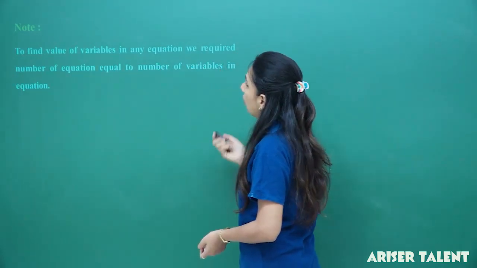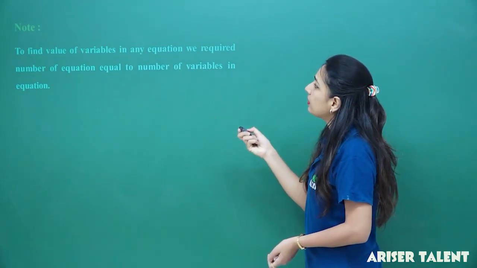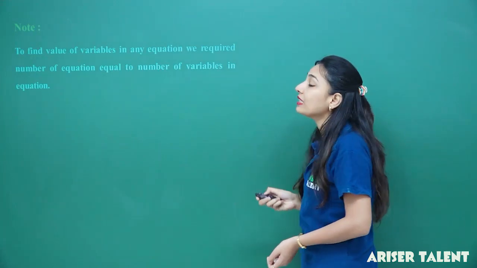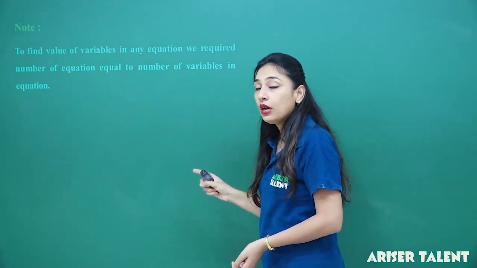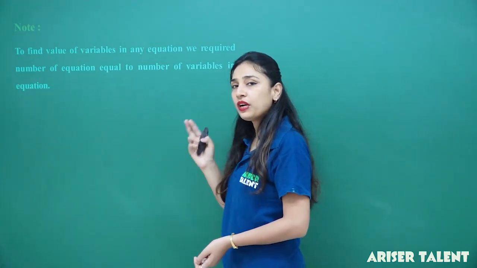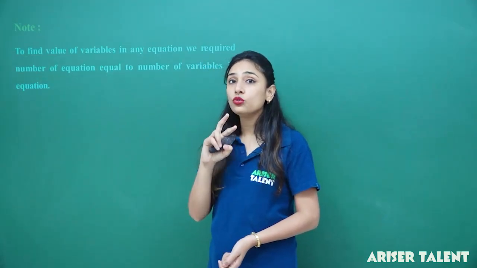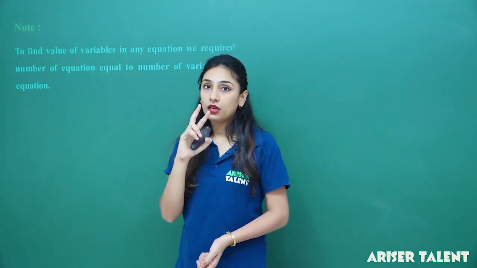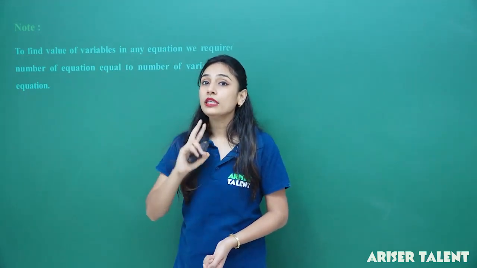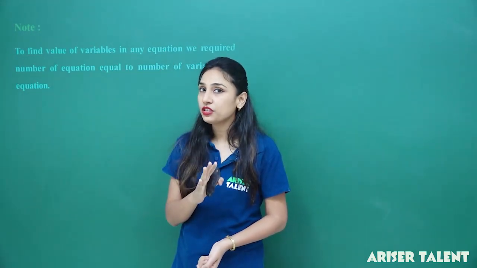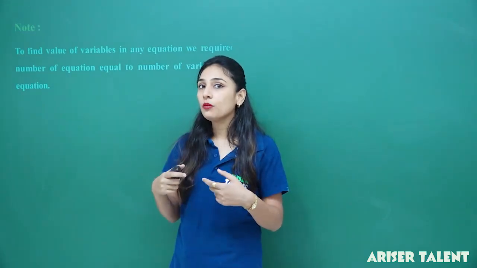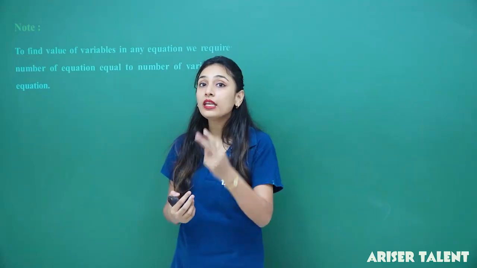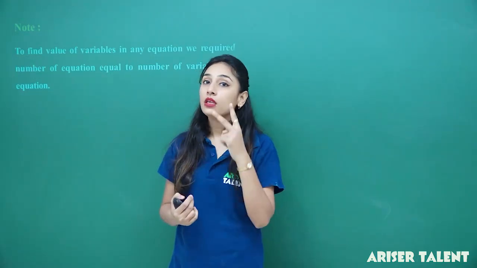To find the value of variables in any equation, we require the number of equations to be equal to the number of variables in the equation. So, if you have two variables, you have to have two equations. If you have three variables, you have to have three equations. Okay, so we are talking about linear equations in two variables. So we will have two variables and two equations.